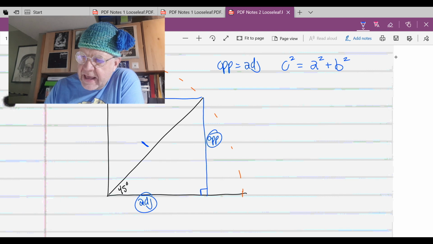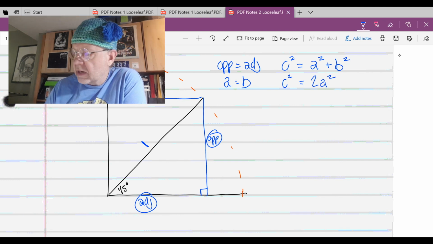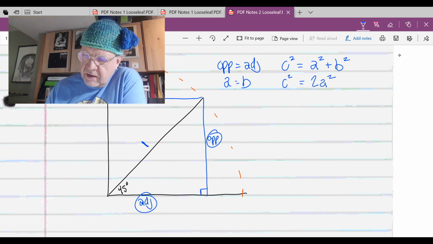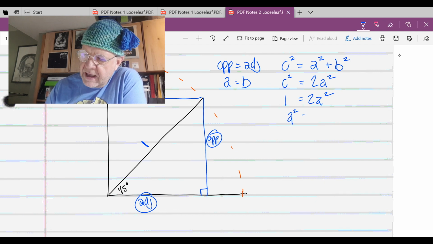Well, we remember that a equals b, so we could rewrite this as c squared equals a squared plus a squared, right? Because a and b are equal. And we could even rewrite that, even simpler still, c squared equals 2a squared. Let's put some numbers in. We know that c is 1. So 1 squared now equals 2a squared. Let's isolate for a. A squared equals 1/2.